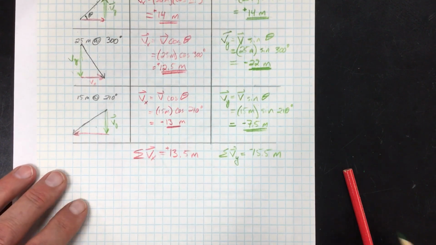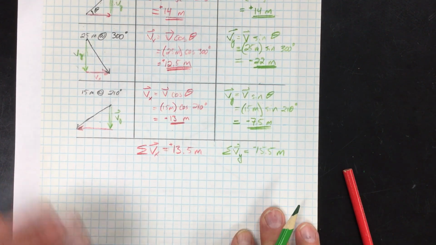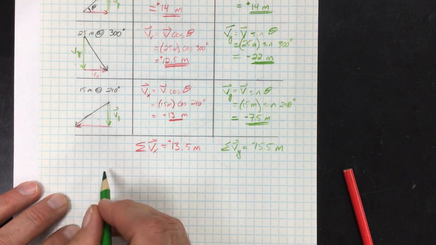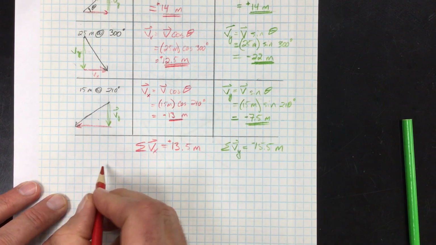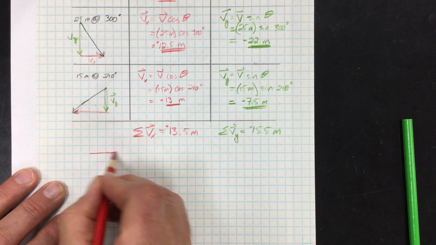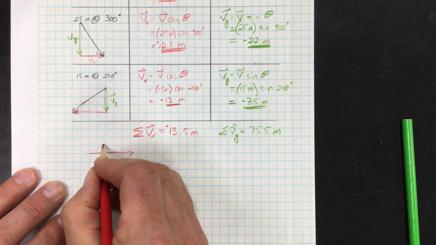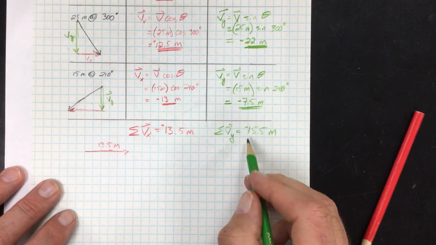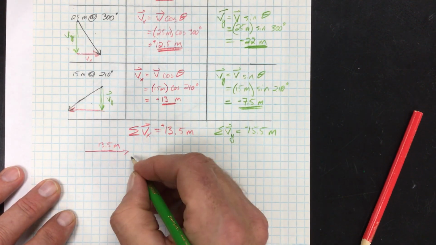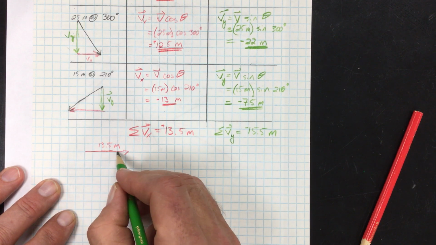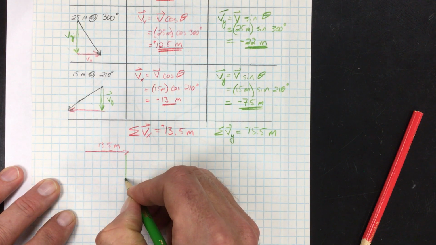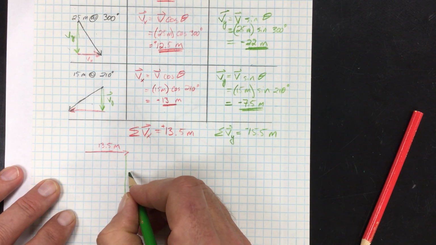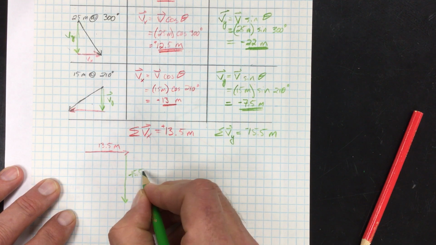So now here's what I like to do: I like to do a sketch of these. Again, not to scale, but I just want to see what this is going to look like. You see my x component is going to be in the positive direction, and it's going to be 13.5 meters long. My y component is going to be in the negative direction, and it's going to be just a little bit longer. Again, not to scale, and that is 15.5 meters.